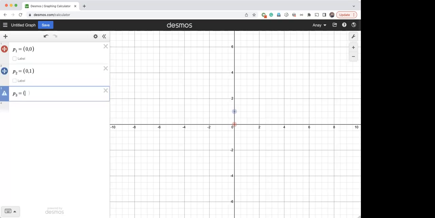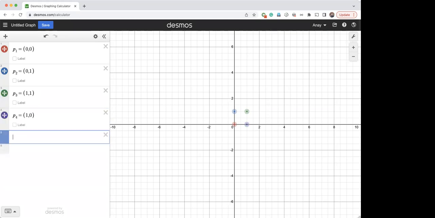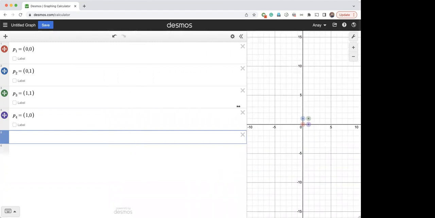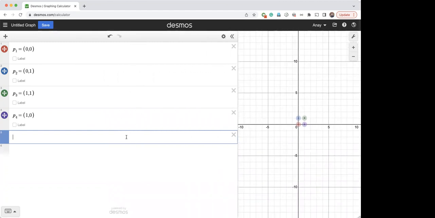P3 is 1, 1, and P4 is 1, 0. Right? So now since we have that, we have a long running equation. It's a slightly long running equation, which goes like this.